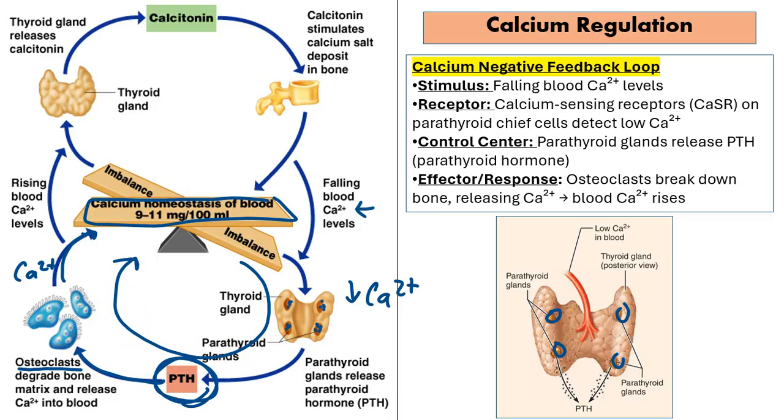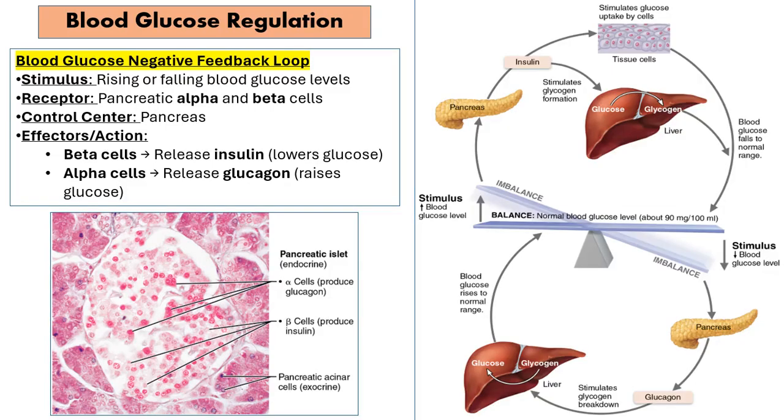Of course, you can do the opposite of this. When you have an increase in blood calcium levels, then it's going to be the thyroid gland that's going to release the hormone calcitonin. That's going to stimulate calcium salt deposits onto the bone. It's going to, of course, trigger calcium to be stored in the bone. And then again, that's how we're going to remove calcium from the actual blood to get back to homeostasis. So there's two different ways here we can have negative feedback loops when it comes to calcium. Let's look at another one, which is going to be blood glucose regulation, all about the pancreas.